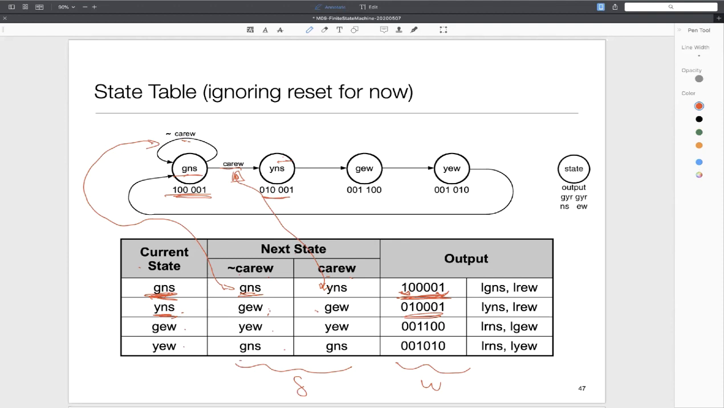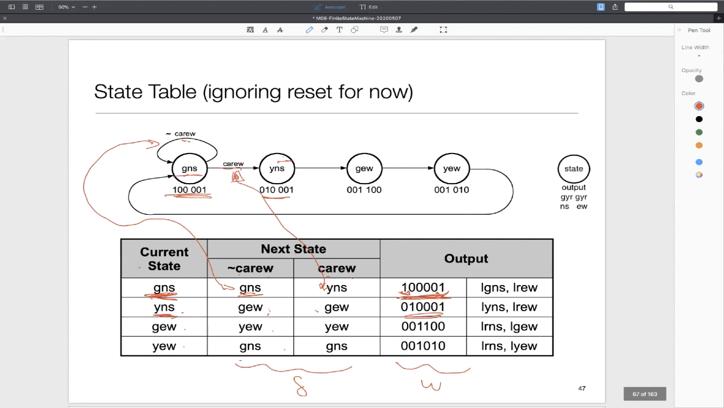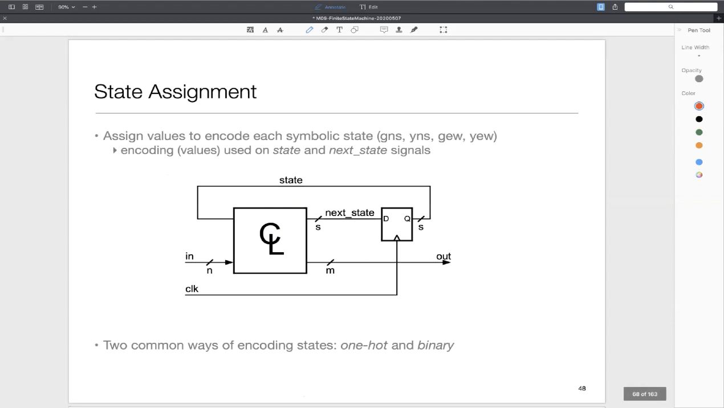Okay, so let's move on. We are still missing one thing. Before we can finish the design, I need to figure out what bits to use for the states. I have 4 states, so we need to figure out how to encode them in bits. Once we replace GNS, YNS, GEW, YEW by some bit vectors, I would have 2 truth tables, and then we can work off that. The state assignment problem is that we have to encode the symbolic states. Thus far, we were giving names to the states. They were symbols: GNS, YNS, GEW, YEW.